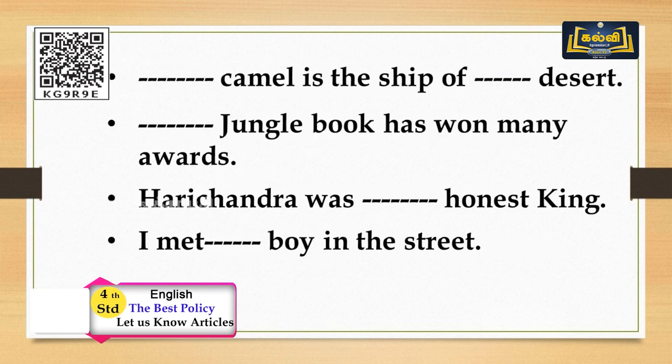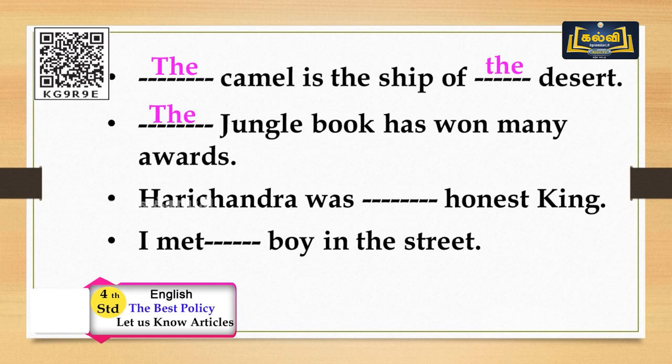Next one. Dash camel is the ship of dash desert. Try to write the article there. See the word camel and see the word desert. Which article should you use there? The camel is the ship of the desert. Good. Coming to the next one. Dash Jungle Book has won many awards. Here the word is Jungle Book. So it is understood, before the famous books, which article are we using? The Jungle Book has won many awards. So how many of you told it right? Clap hands for yourself.